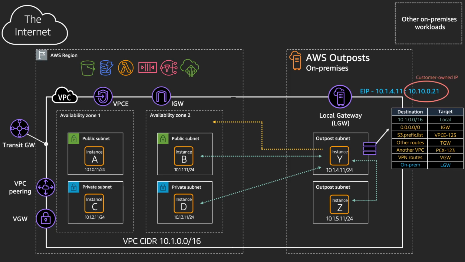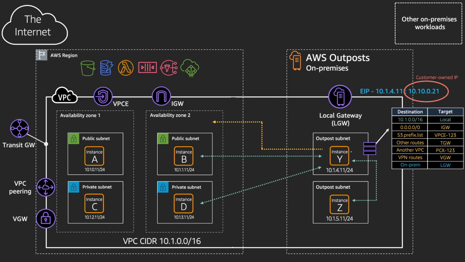So in this case, what we're actually going to do as part of the provisioning of an Outpost is ask you for a customer-owned IP range. In this case, we've got a 10.10.0.0/26, for example, and we've assigned a 10.10.0.21 address to our inside or VPC IP, the 10.14.11, which is actually instance Y.